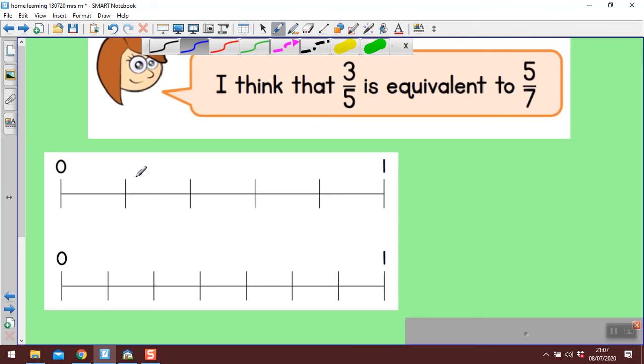Okay, so these are fifths. So this is 3/5. And these are sevenths. This is 5/7. So here we can see that they are not equivalent because one is not in line with the other.